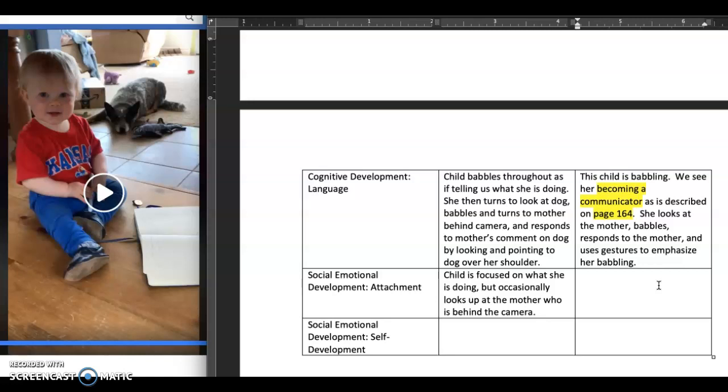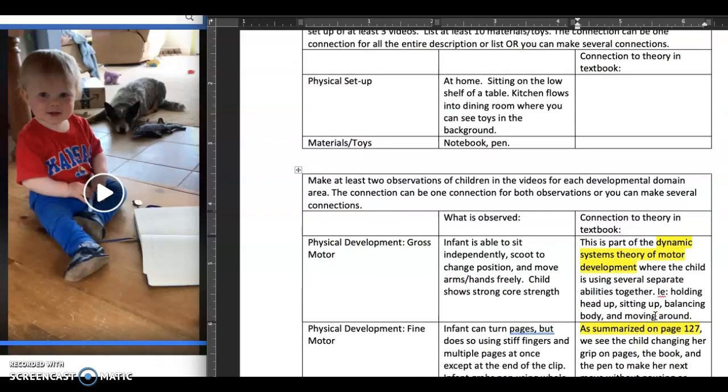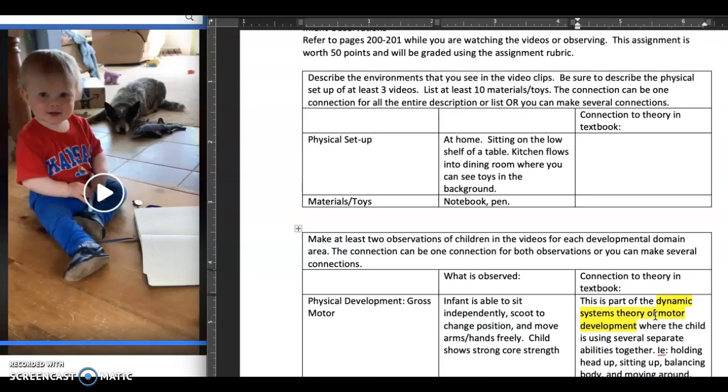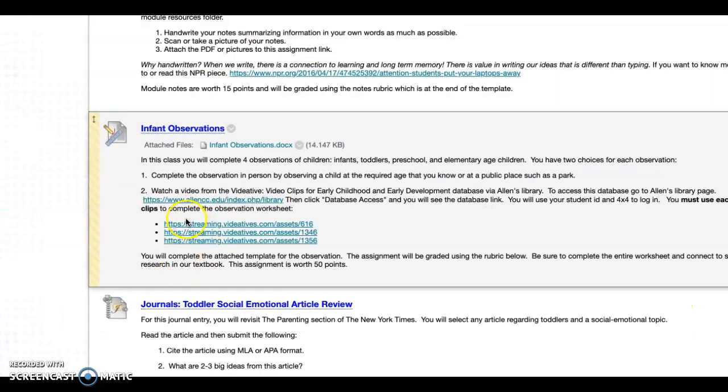Okay, so I stopped there feeling like I've given enough examples, but this is what I'm expecting you to do. And you have 3 videos to do it with. Here they are, these links right here. And remember, I tell you here how to access those videos. Or you may use an observation with your own infant.